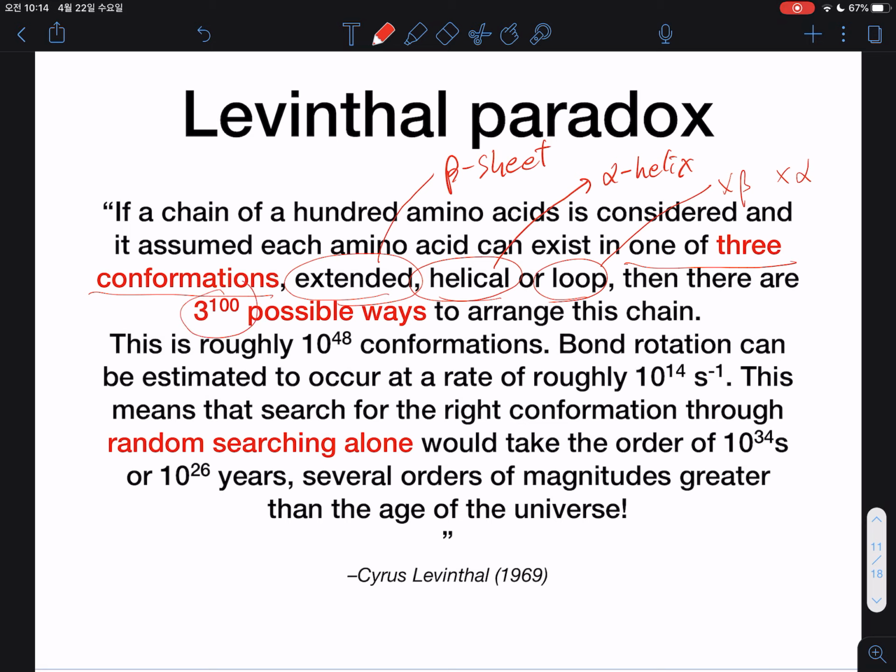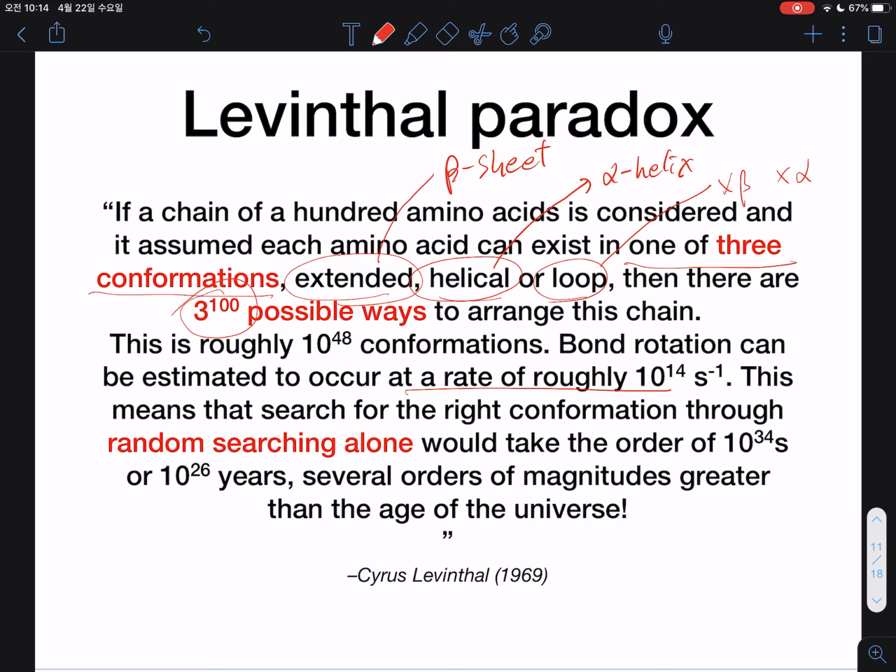Then there are 3 to the 100 possible ways to arrange this chain, right? If one amino acid can have three structures, then if we connect 100 amino acids side by side, the whole chain can have 3 to the 100 possible structures. This is roughly 10 to the 48 conformations, and bond rotation of an amino acid, or the chemical bond, can be estimated to occur at the rate of roughly 10 to the 14 inverse second.